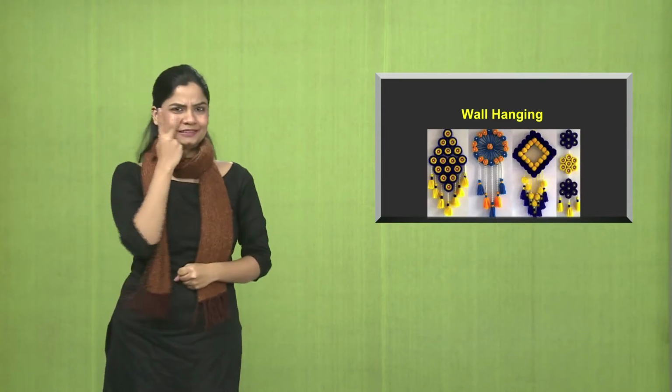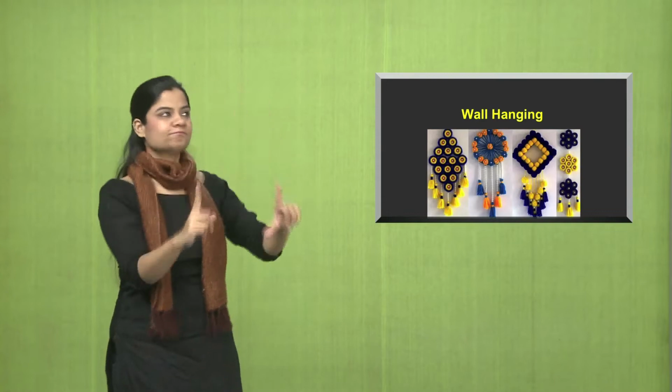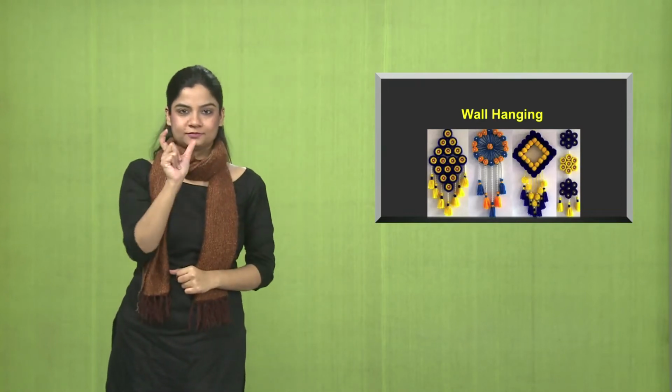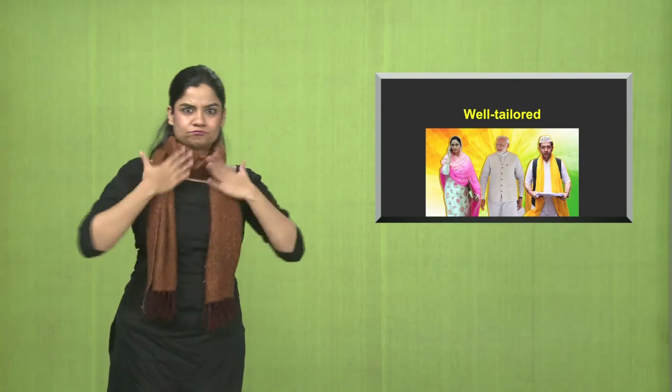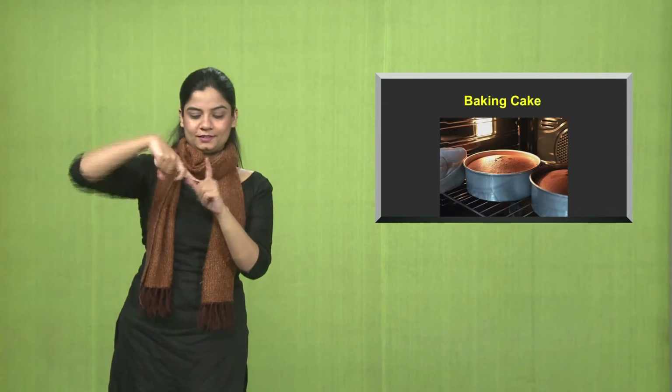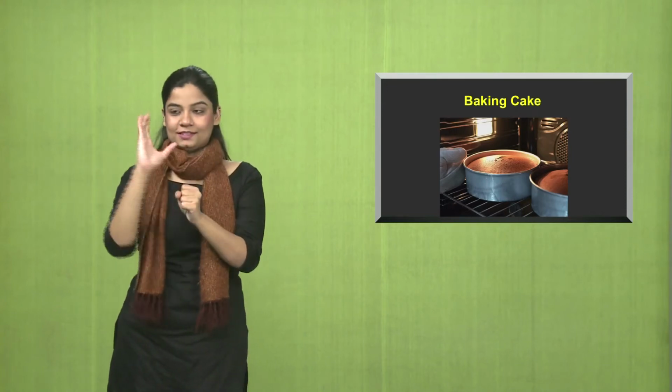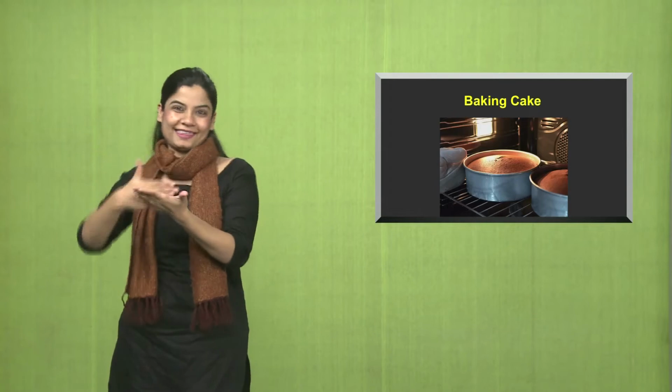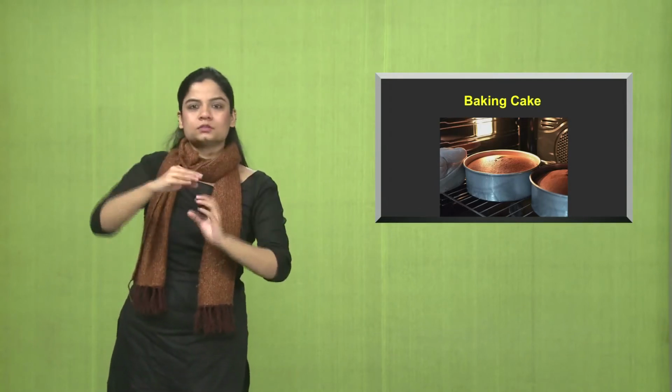Wall hanging. As you can see in the picture, a large decorative piece. Well tailored. It means a garment which has been stitched very perfectly. As you can see in the picture, three people have worn very well tailored and well stitched garments. So that's called well tailored, well stitched. Baking cake. A whole process by which the cake is made is called baking.